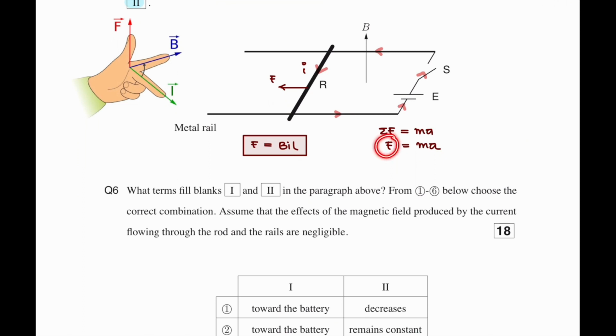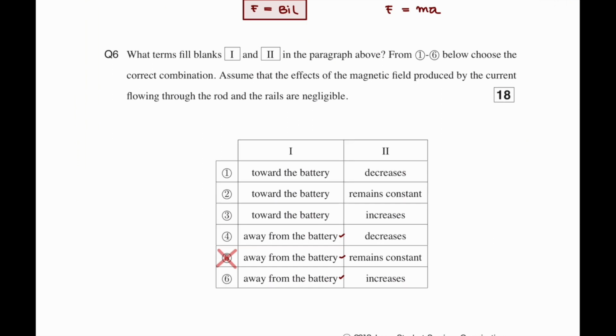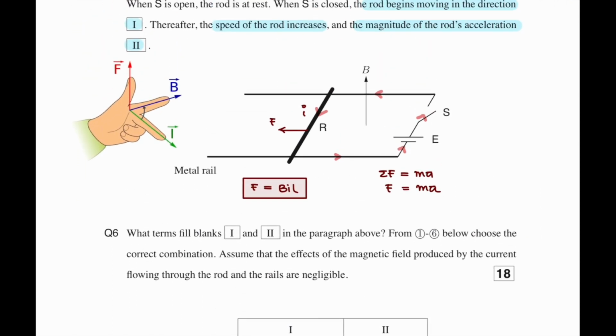Since F is constant and m is also constant, I can conclude that a, which is acceleration, is also constant. That means my final answer is number 5. This is for question number 18. I will proceed to the last question, question number 19.